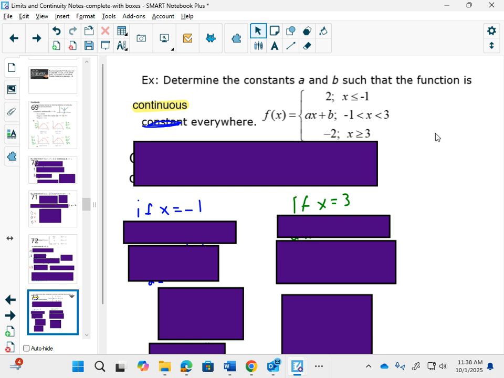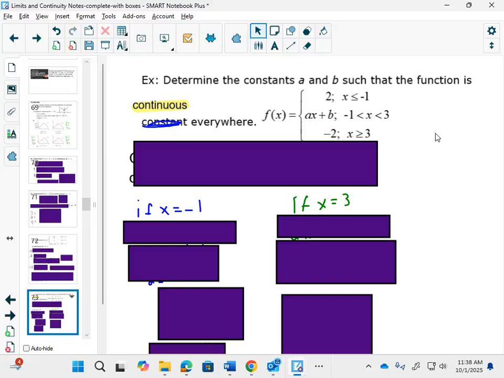Okay. This is a fun multiple choice thing that they do. They say, here's a piecewise function, and it's continuous. What's A? What's B? And it's continuous everywhere. Where do you think the problems might occur on this one? First of all, 2. Straight line of 2.